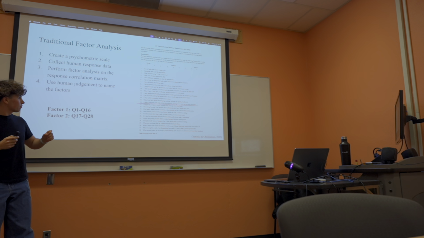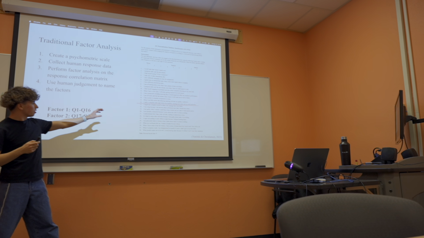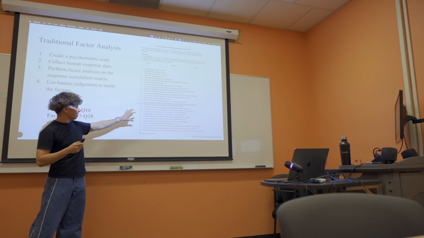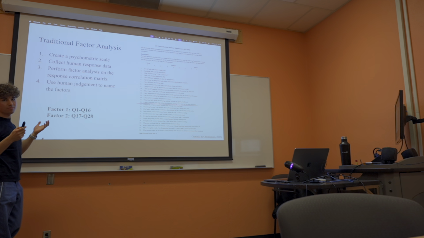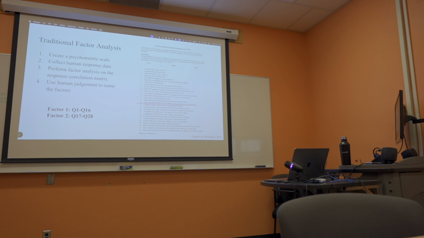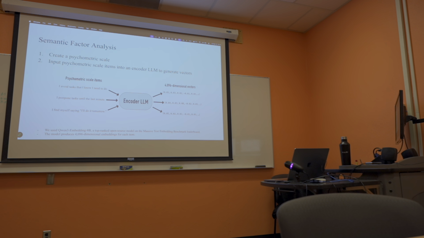So this is all procrastination, but there's two components. What are they? You look at these items and you just make a name. You use your expert judgment. But that is subjective. So we have a better way, which is called semantic factor analysis. That's the wrong way. Okay.